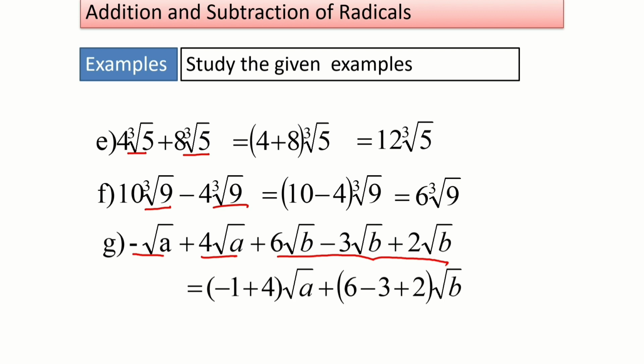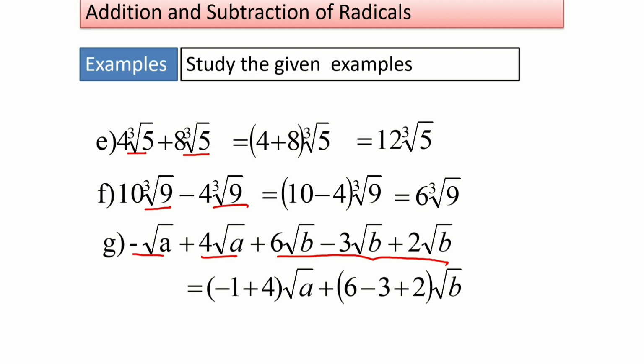That is now negative 1 plus 4 since we factor out square root of A here. And in this part, we factor out square root of B. That's now negative 1 plus 4 square root of A plus 6 minus 3 plus 2 square root of B. Then we simplify. What is negative 1 plus 4? The answer here is 3 square root of A. On the other hand, 6 minus 3 plus 2, that is equal to 5 square root of B.